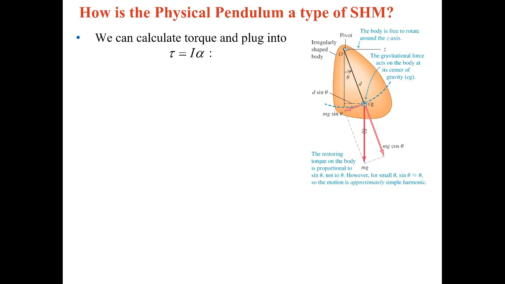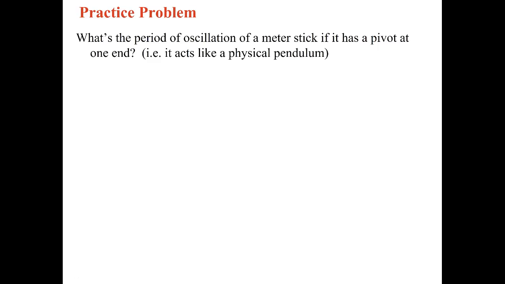Okay, so we just went through how the physical pendulum is a type of simple harmonic motion. So that was on the previous slide. But let's do an example. What's the period of oscillation of a meter stick if it has a pivot at one end? So if it's acting like a physical pendulum. Okay, well, first of all, we have to note that the center of mass of this is in the middle, and so that is where the force of gravity is going to act. Okay, so this R right here will actually be half a meter.